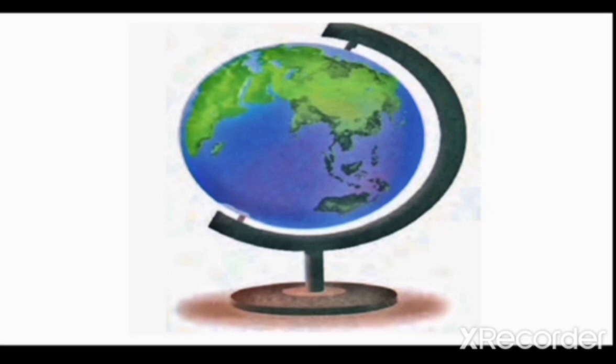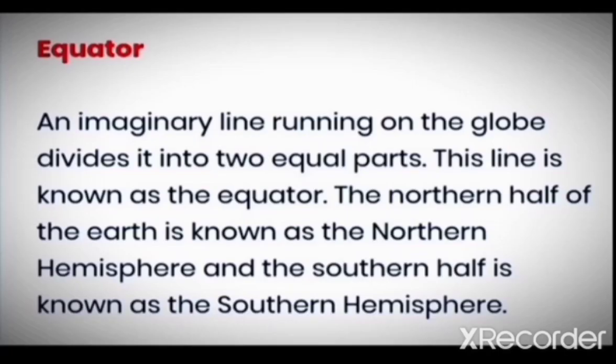Our first line of reference is equator. What is equator? It is an imaginary line which is horizontal, running on the globe. It divides the earth in two equal parts. The northern half of the earth is known as northern hemisphere and the southern half of the earth is known as southern hemisphere. Let us understand this with the help of a diagram.